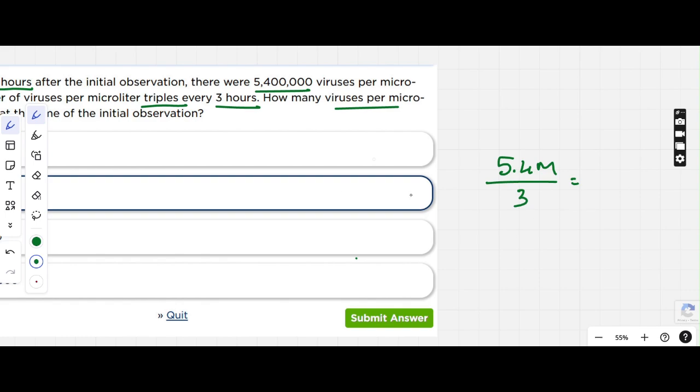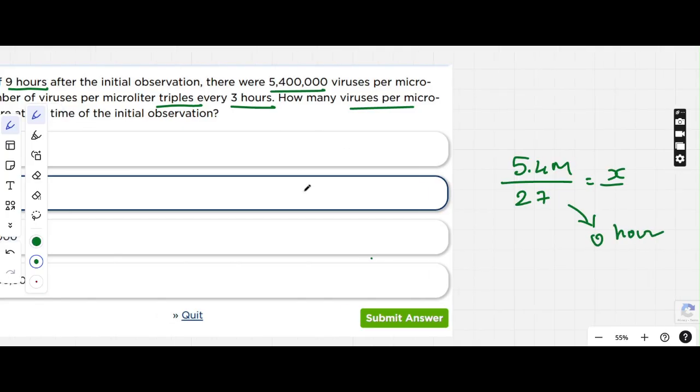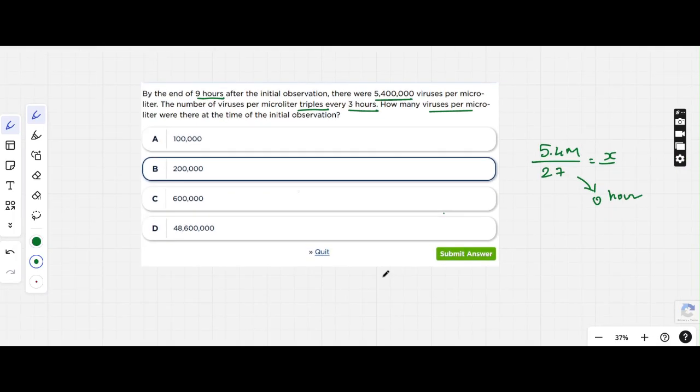When you do it for 3 times, instead of dividing by 3, just do it with 27. That's going to give you the solution. That's your initial amount, because at 0 hours, whatever the value is, that's your initial value. But with more context, have a look at this.